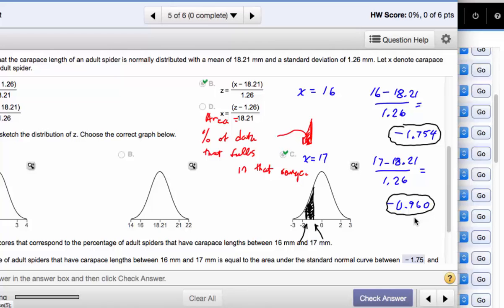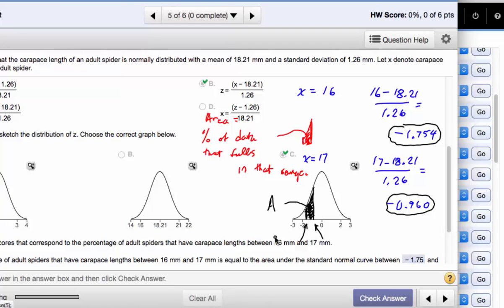So if we knew what this area was, right here, it would tell us the percent of spiders that had a carapace length between 16 and 17, because it'd be the same area as on the distribution of x. So that's where we're going with this.